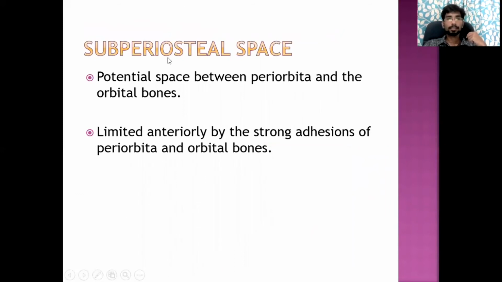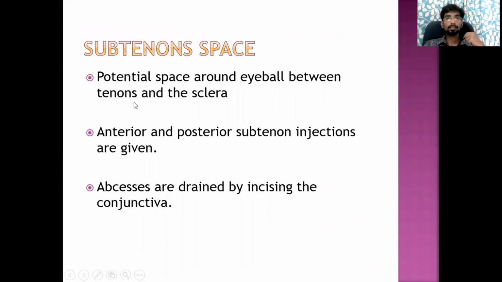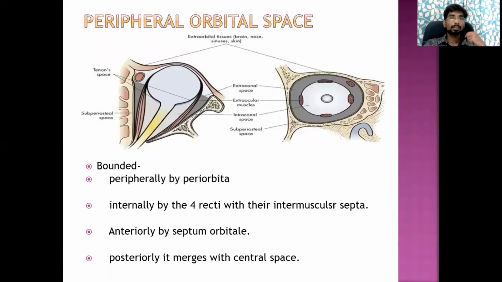Subperiosteal space is, as described previously, between the periorbita and orbital bones, limited anteriorly by the strong adhesion of the periorbita and orbital bones. Subtenon's space is between Tenon's and sclera. The importance is that we give subtenon anterior and posterior injections here, and an abscess can be drained by incising the conjunctiva. And the peripheral orbital space, as described earlier, is bounded peripherally by the peripheral periorbita, medially by the 4 recti and intermuscular septa, anteriorly by the orbital septum, and posteriorly it merges with the central space.